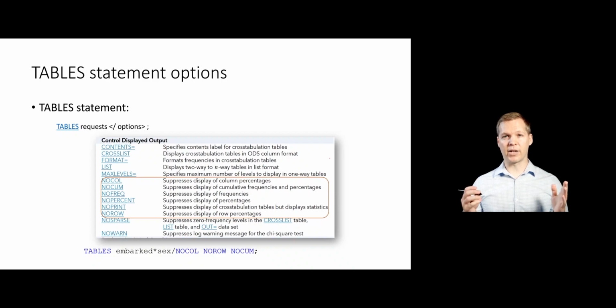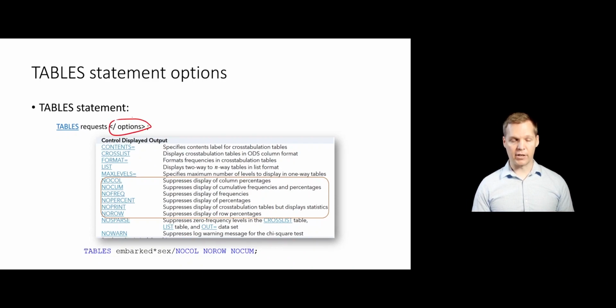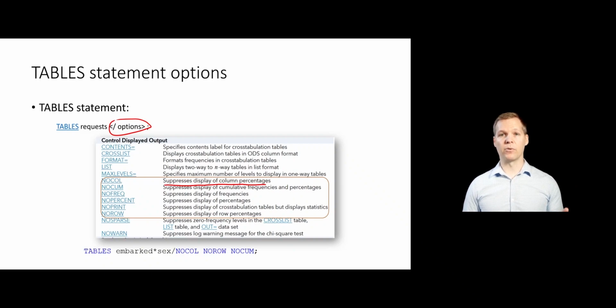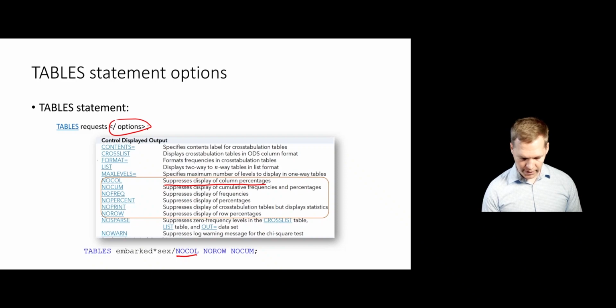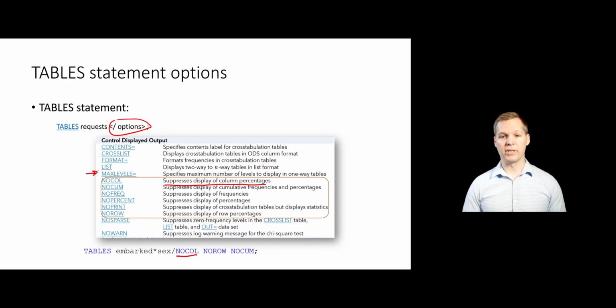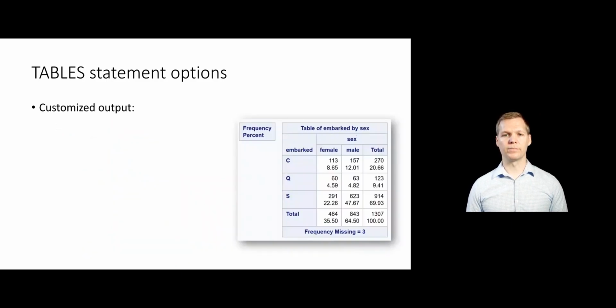And again, if we want to try to figure out how would I utilize this option, well, up here we're saying that our options should come after a slash. So if I want to suppress the display of column percentages, for instance, after my slash I can just put NOCOL, and that will allow me to suppress that. And if I want to do more than one option, I can just list them out. If I did want to do something like utilize MAXLEVELS, I do need to do MAXLEVELS= something. So again, this documentation is going to help us figure out exactly what to do. This allows us to customize our output.